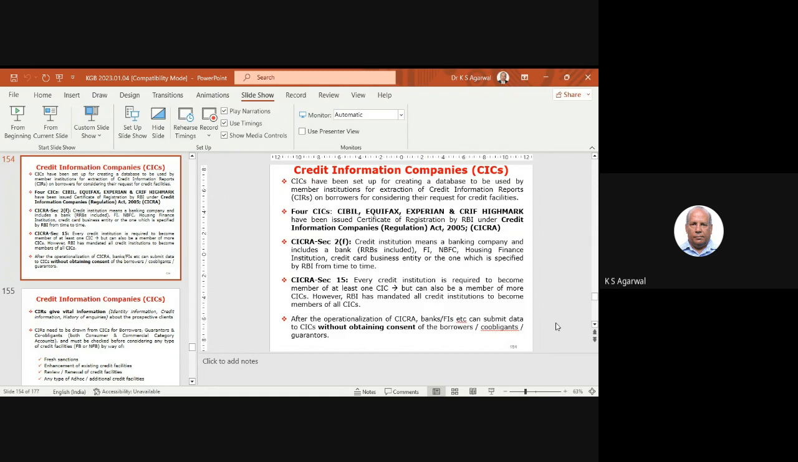After this act, earlier we had to obtain the consent of the borrower to share his information with the CIC. Now, with the operationalization of this act, banks can submit data to CIC without obtaining the consent of the borrower, co-obligants, and guarantors.